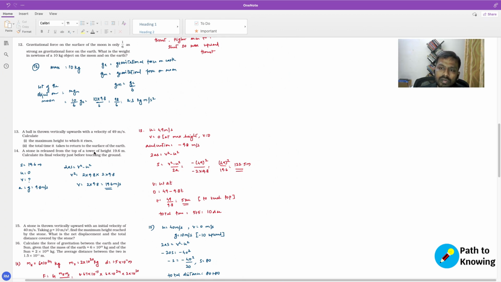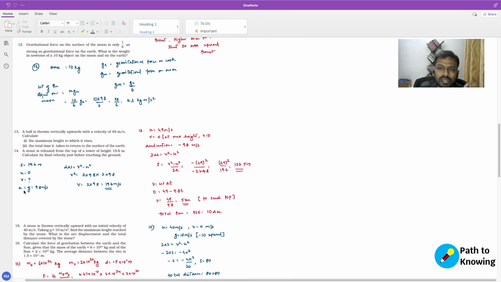A stone is released from the top of a tower of height 19.6 meters. Calculate its final velocity just before touching the ground. So the height of the tower is 19.6 meters. The stone was dropped, released, right? Which means that the initial velocity was 0. The question is, what is the final velocity, which is v?